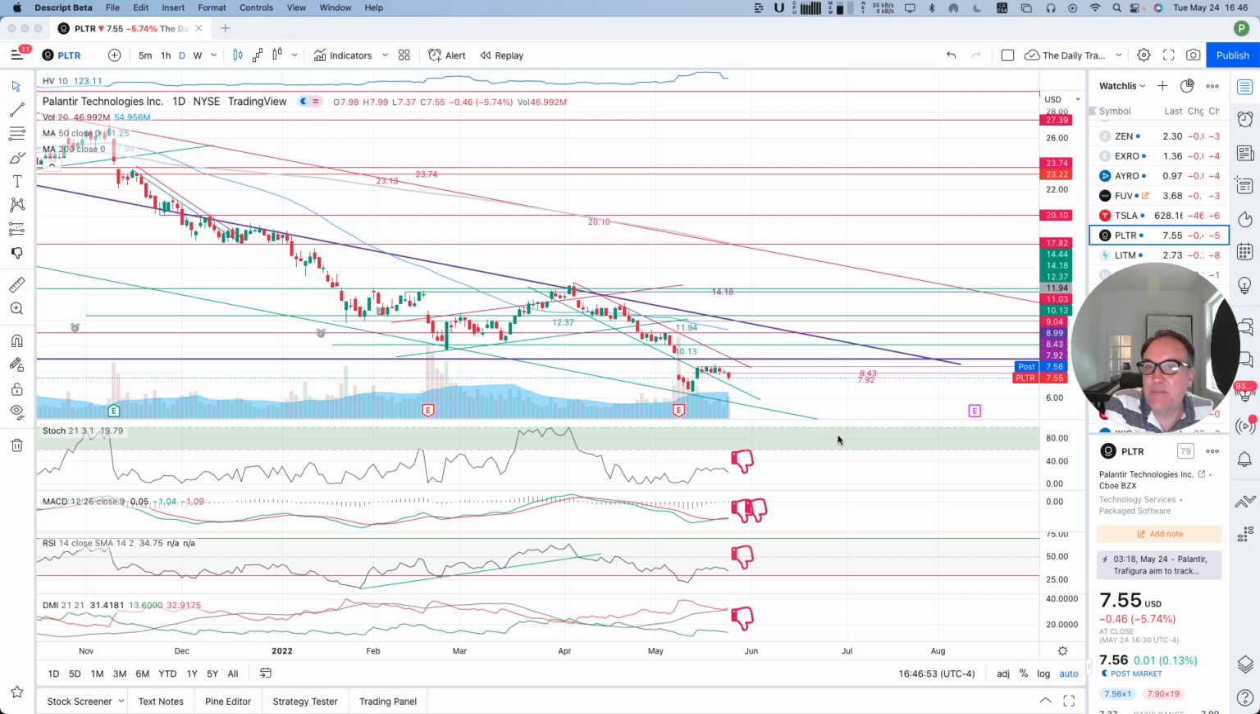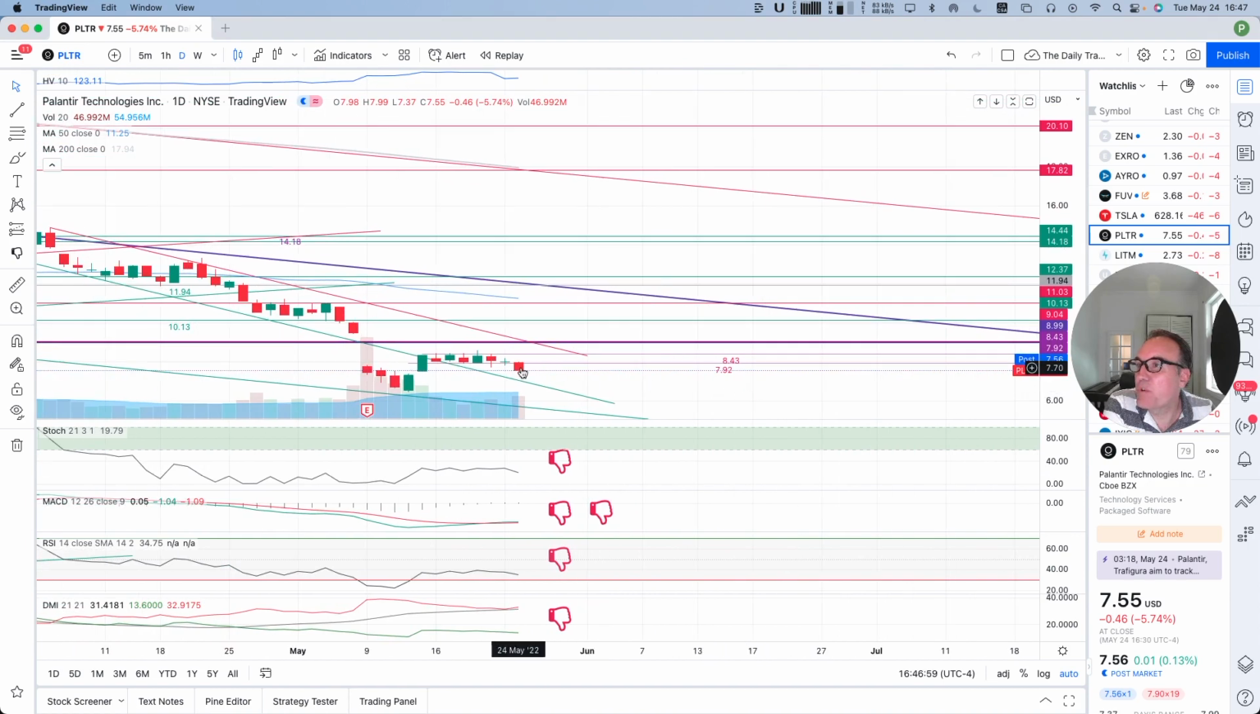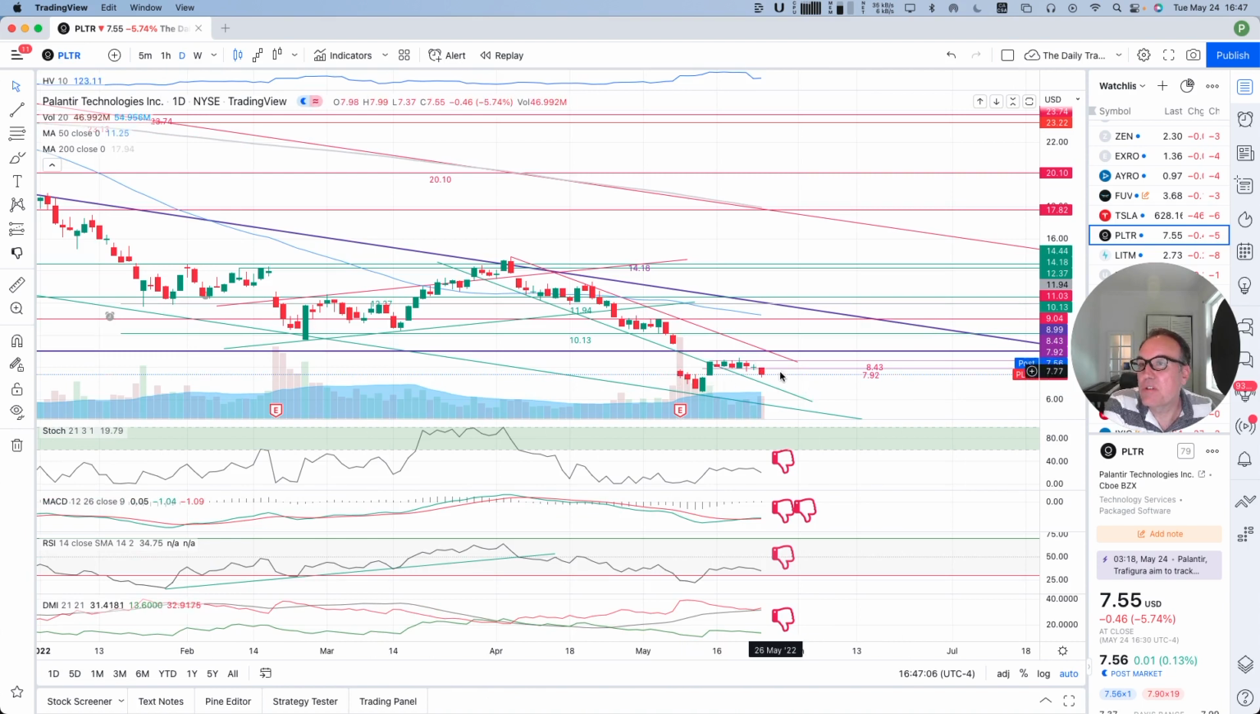So Palantir is down 46 cents, 5.74%, closed at 7.55. Post-market, we are up by 1 cent. Let's look at this damage here. We were stuck between 7.92 and 8.43, and now we lost 7.92. So the stock is again free falling.